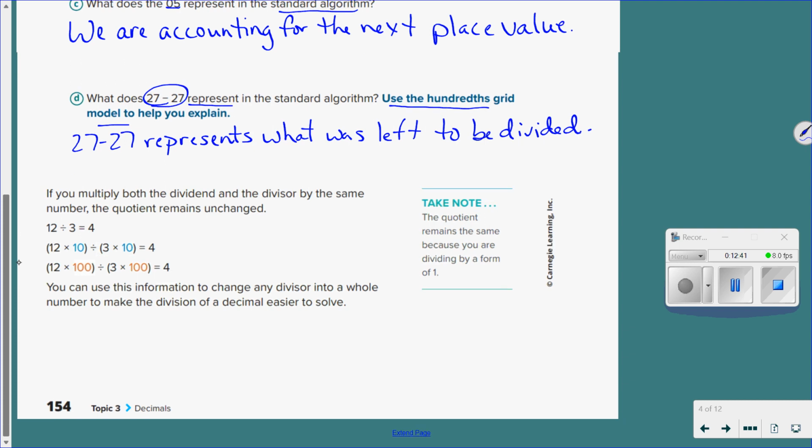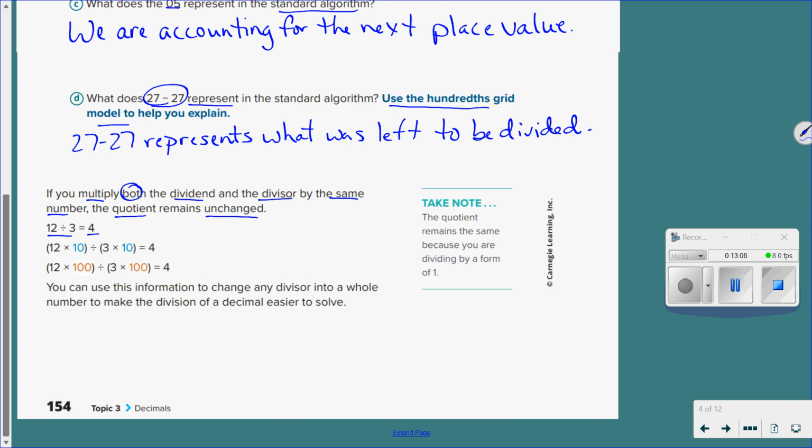We're now going to move to the next thought, which is if I multiply both the dividend and the divisor by the same number, and that's key, the quotient remains unchanged. So if I take 2 numbers, and I multiply both those numbers by the same number, when I divide them out, it's still going to be the same number. What do I mean by that? If I do 12 divided by 3, that is 4. Does everybody agree with that?